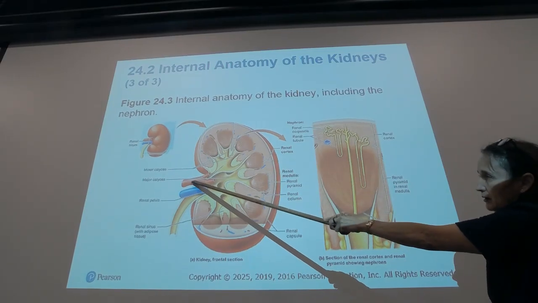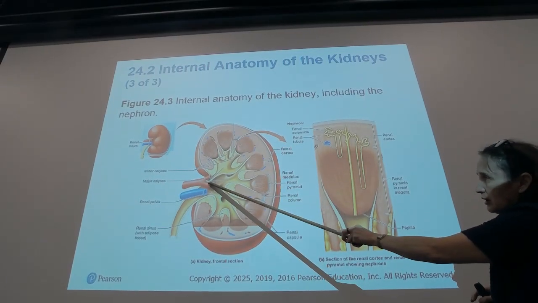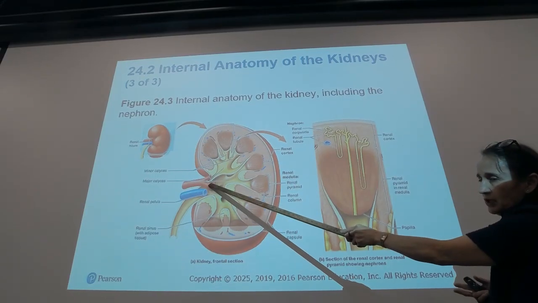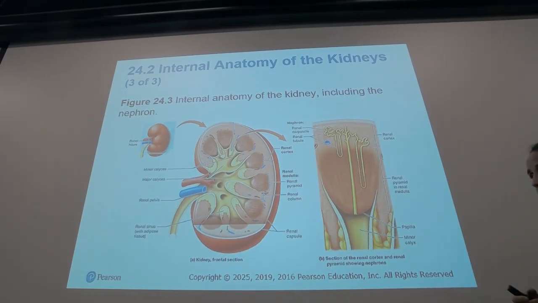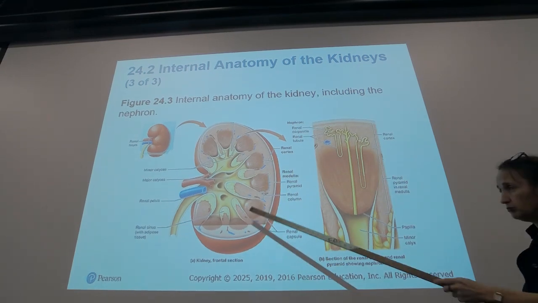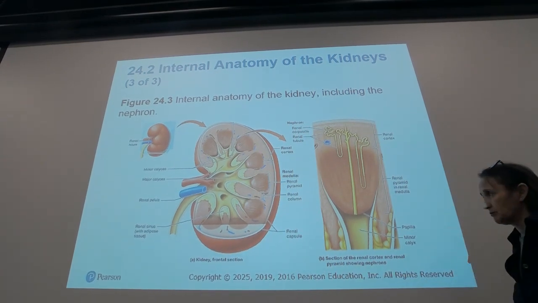And in the hilum we have, it's only shown in here, but we have this renal artery, which is a branch of the aorta, and we have the renal vein that drains the blood into the inferior vena cava. And then here we have the renal pelvis.